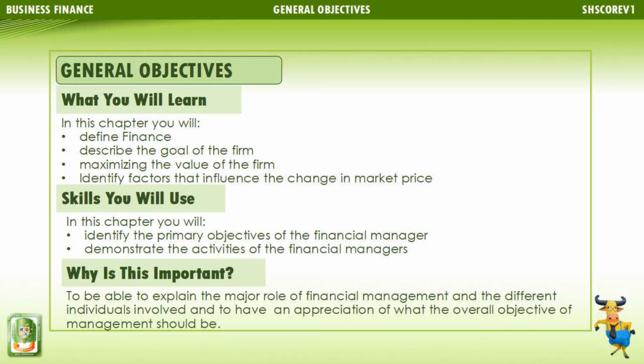Skills you will use. In this chapter, you will identify the primary objectives of the financial manager, demonstrate the activities of the financial managers. Why is this important? To be able to explain the major role of financial management and the different individuals involved, and to have an appreciation of what the overall objective of management should be.